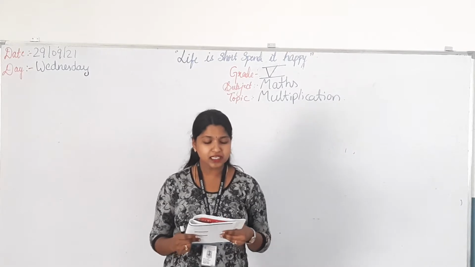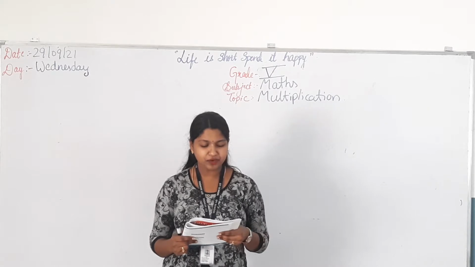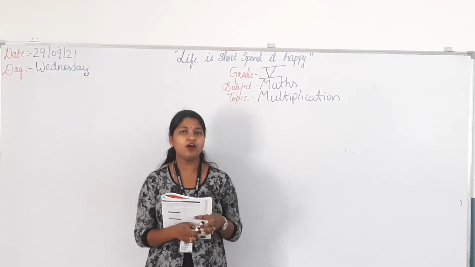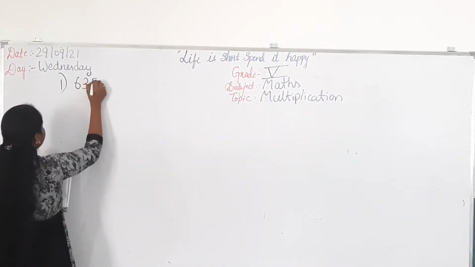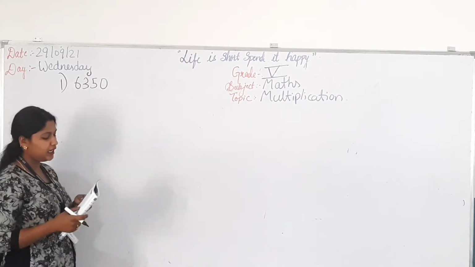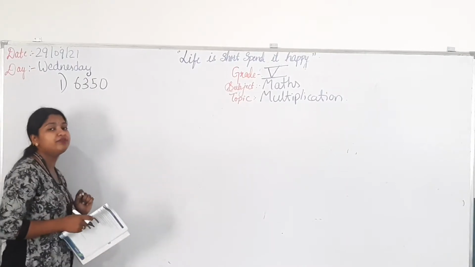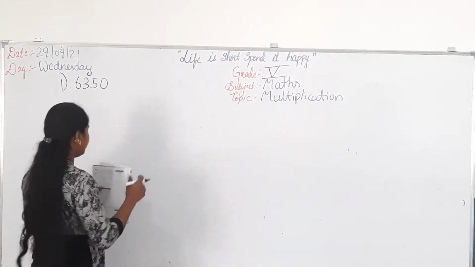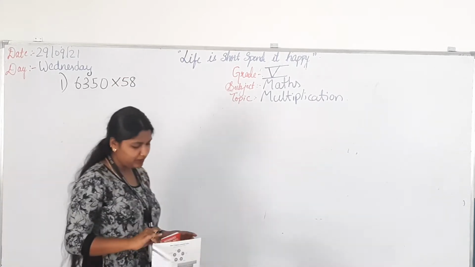A farmer has 6,350 acres of mango farm. If he needs 58 kg of fertilizers for each acre, how many kilograms of fertilizer does he need in all? That means he has 6,350 acres of land. For each 1 acre, he needs 58 kg of fertilizer. The question is, for all the 6,350 acres, how many kgs of fertilizer does he need? That is 6,350 into 58. Got it? Yes, now we multiply.